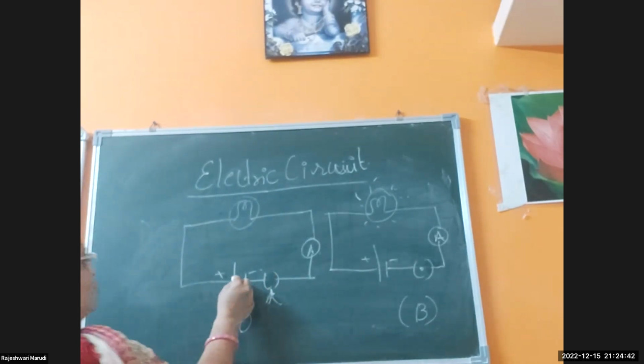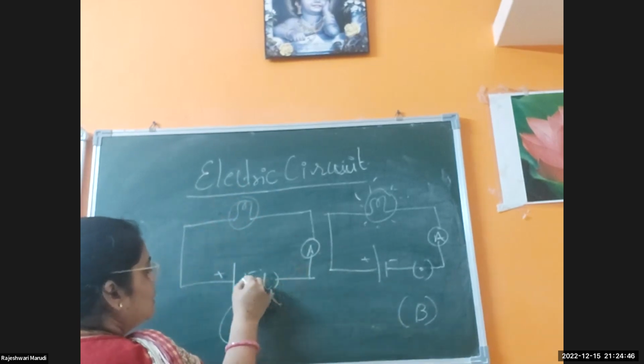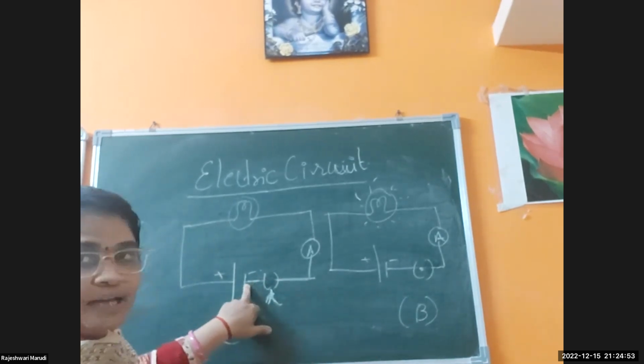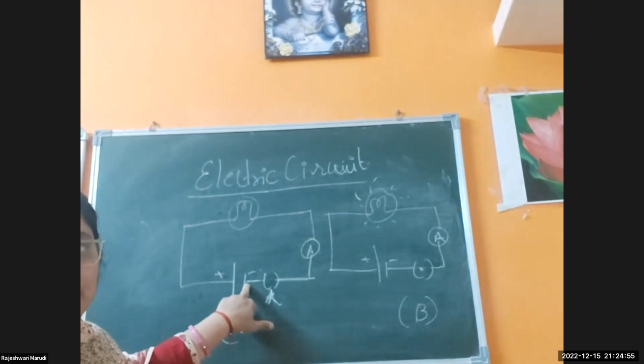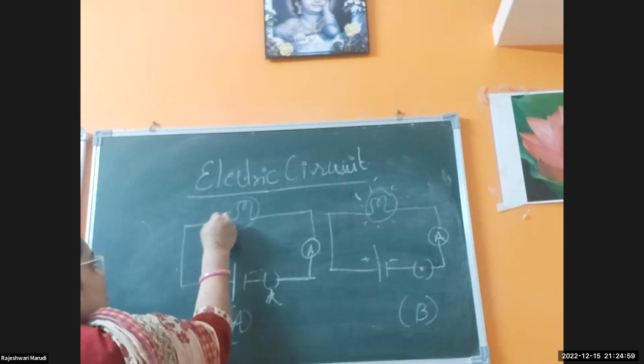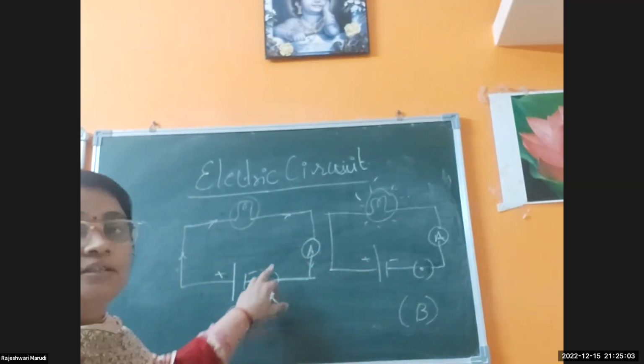So what happens here? The circuit is not completing. The current flows up to this much, but it is not actually reaching the negative terminal. As there is no complete conduction path, the bulb doesn't glow.